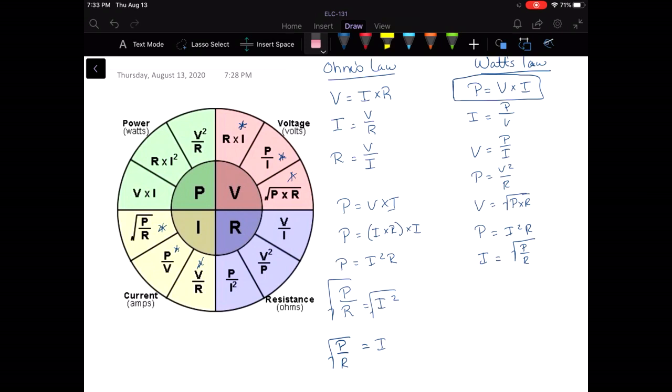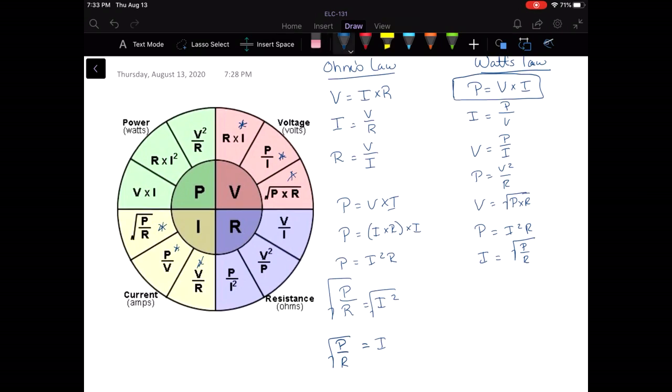Okay, I guess we also have all of the power equations here too. We've got, of course, V times I, I squared R, and V squared over R. So we now need to find our resistance equations. So of course we have the Ohm's law, V over I. It's right here. Now let's take two equations. Let me get rid of a couple of these.